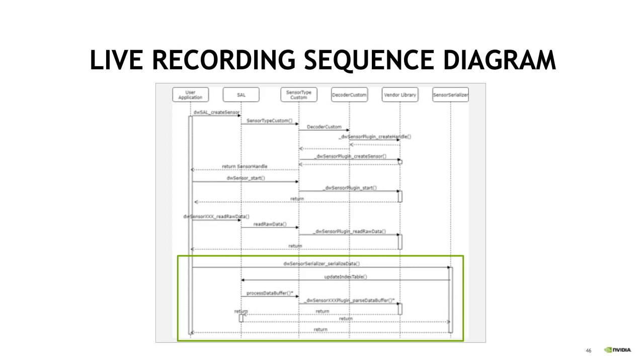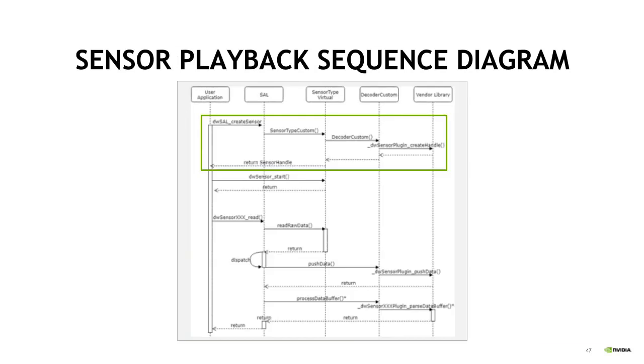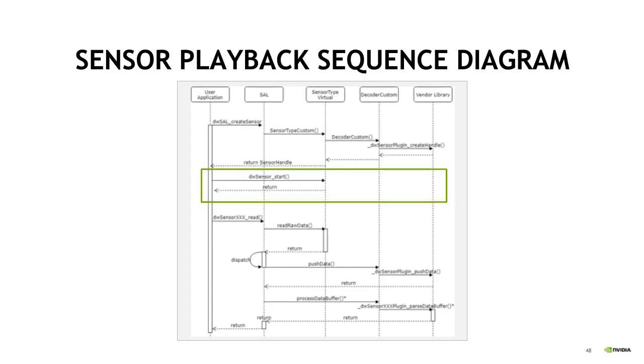Here, we're showing the playback sequence for a virtual sensor. The create sensor is simpler, as it just needs to open a file. This does not need anything from the plugin SO file during creation or starting, so all happens at the sensor type virtual layer. Start just creates a thread to fetch data from the file and fill the FIFOs.